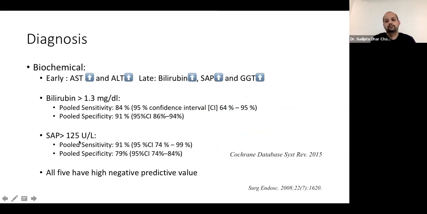Serum alkaline phosphatase of more than 125 has a sensitivity of 91% and specificity of 79%. But what is more important is that all these five parameters, AST, ALT, bilirubin, alkaline phosphatase, and gamma GT, have a rather high negative predictive value. That is, if they are not elevated, the likelihood of stone is low.